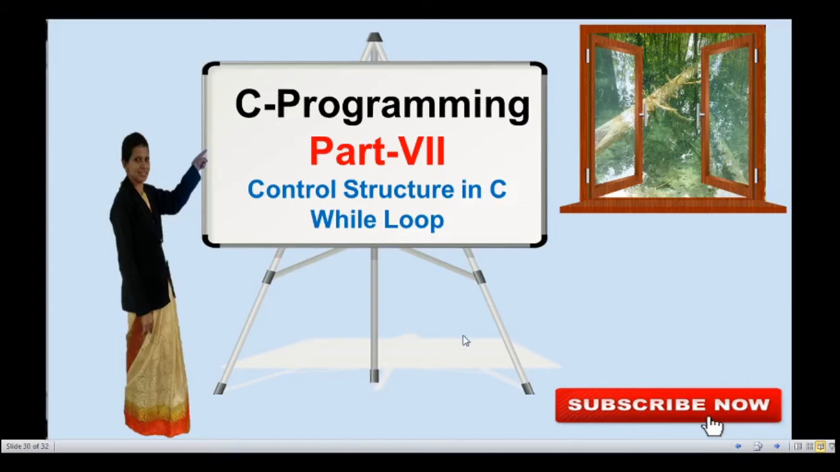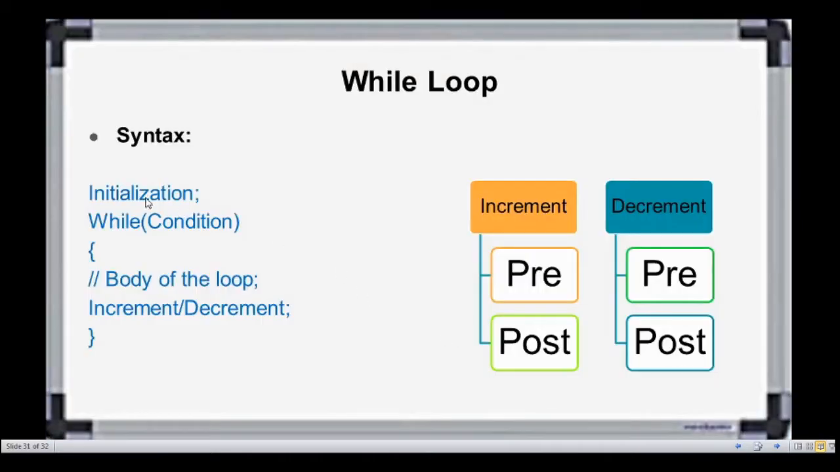In this part, you will learn control structure in C: the while loop. In the previous video, we learned the for loop. Now we will start with the while loop. Syntax of while loop: initialization, then while.